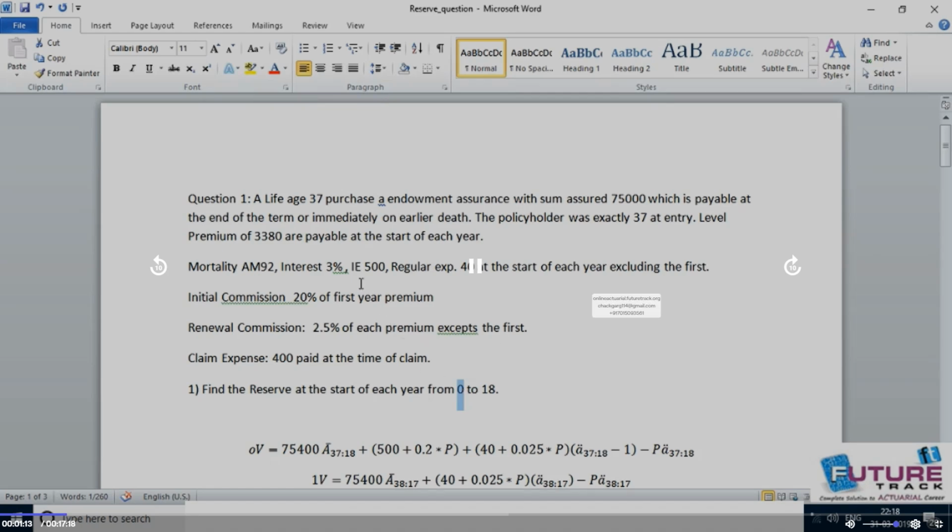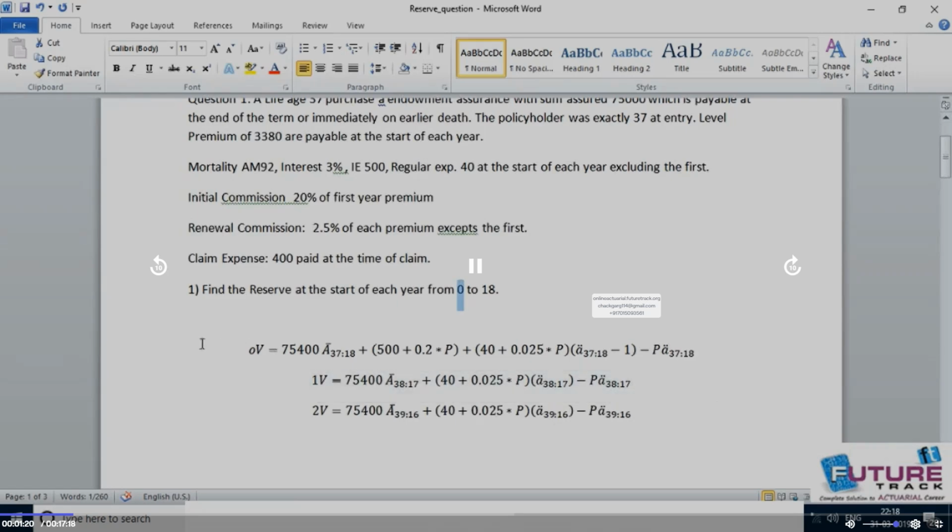The policy has 17 years left. The first task is to write the equations. So let me write the equations here. There is no initial expense because we are at the end of the first year. See, my 1V is this. At the end of the first year, we are paying the sum assured plus a renewal claim expense minus the premium. And so on like this.